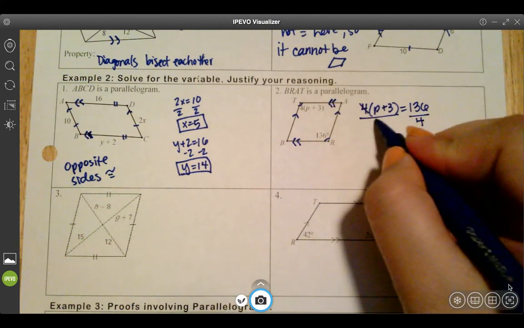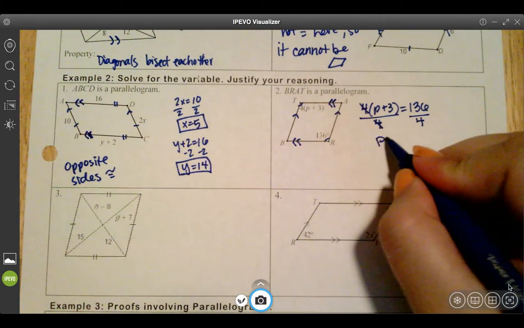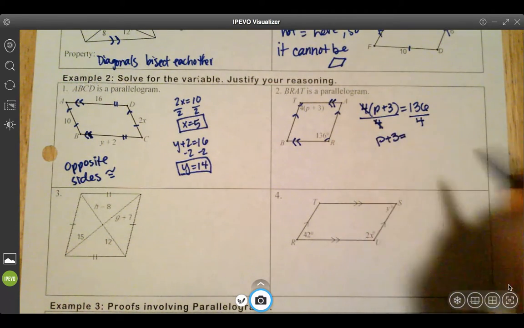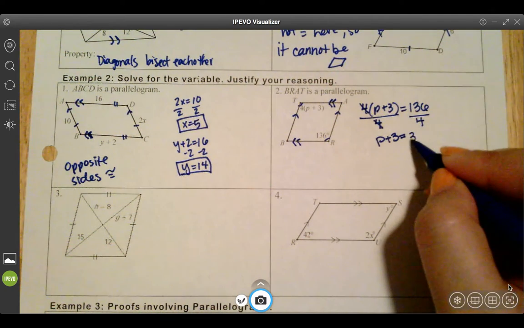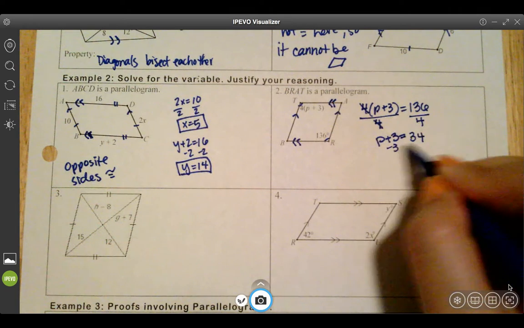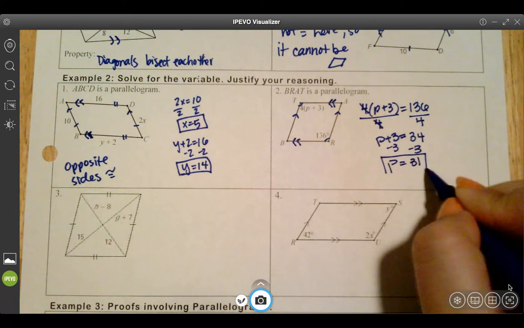If we divide by 4, 136 divided by 4, p plus 3 equals 34, minus 3, p equals 31.